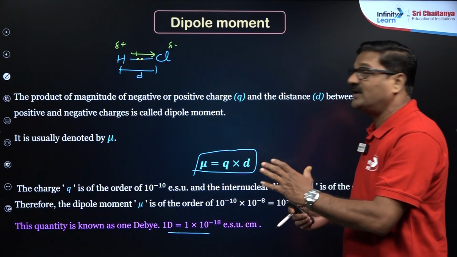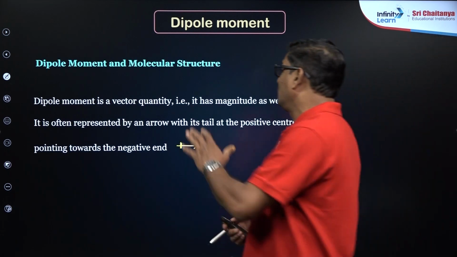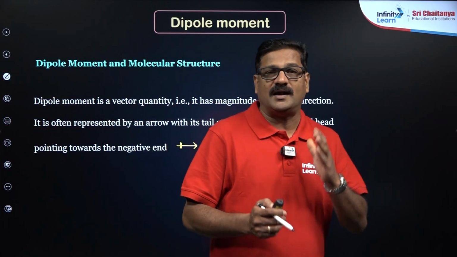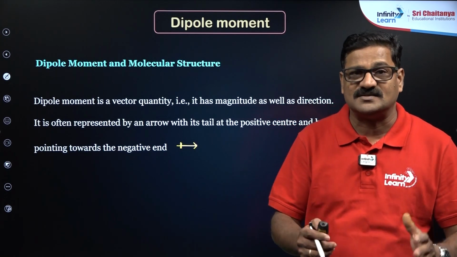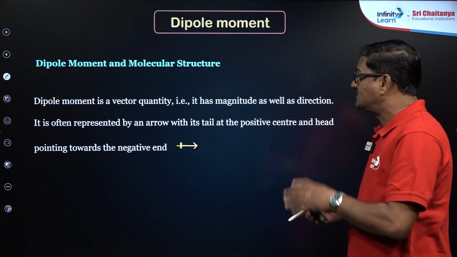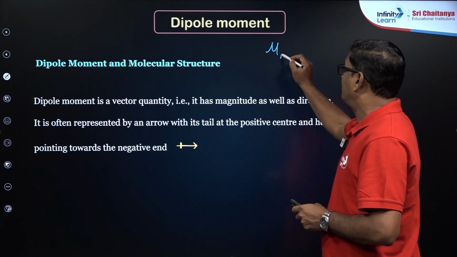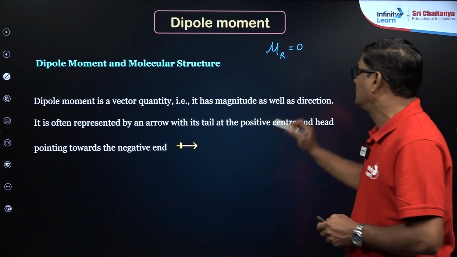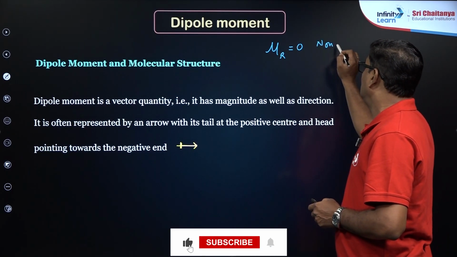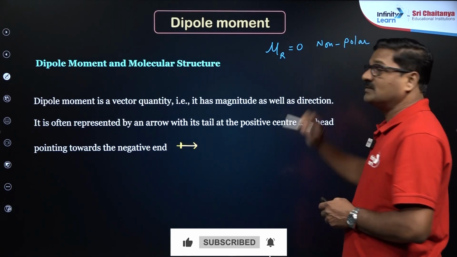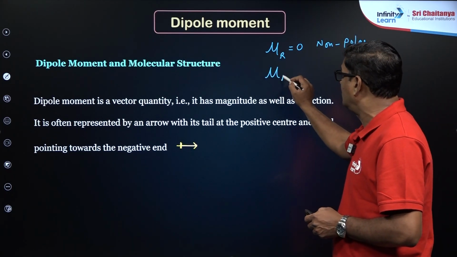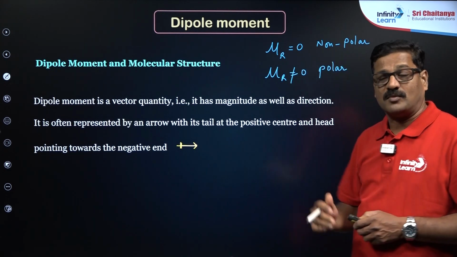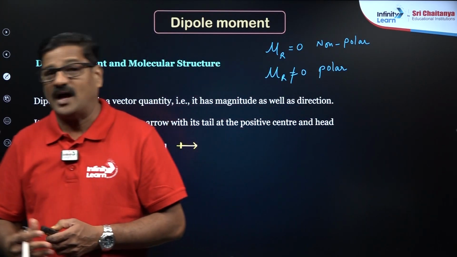Let us look into the application of the dipole moment in molecular structure. Whether a molecule is polar or non-polar is decided based on this dipole moment. If the resultant dipole moment is 0, the molecule does not have any net bond moment, so it is said to be non-polar. Similarly, if the resultant dipole moment is not equal to 0, it is said to be a polar molecule. A polar molecule nearly behaves like an ionic compound.